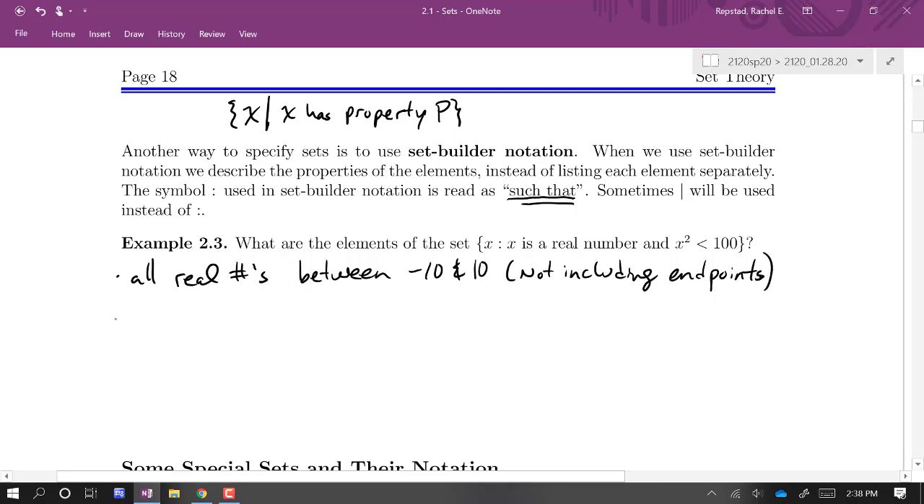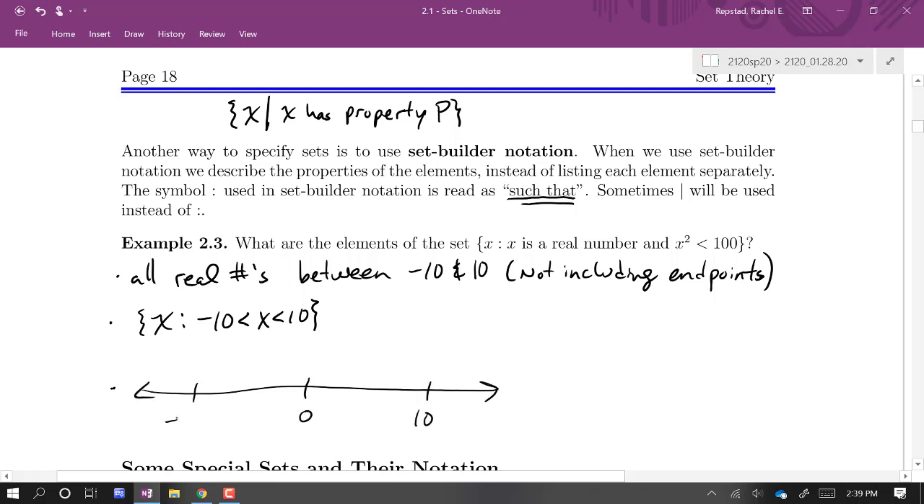We could also say it's the set of all x. We could reword the condition to say that -10 is strictly less than x, strictly less than 10. So using some math notation instead of writing it out in words. We could represent it graphically on the number line. And there are infinitely many values in here.